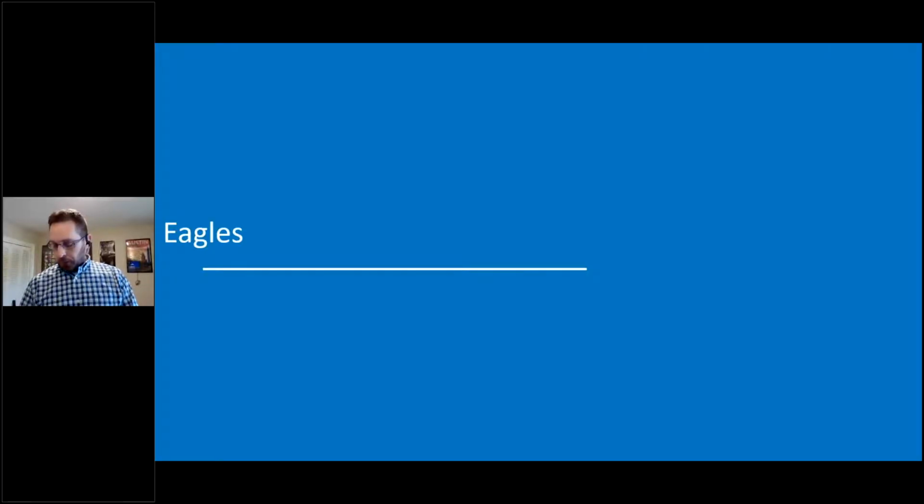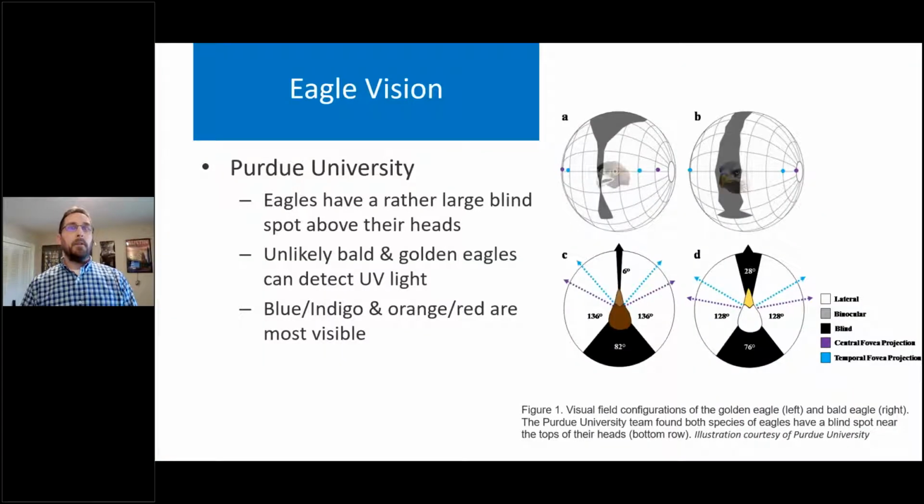Moving on to eagles, there's some recent work from Purdue University looking at just how eagles visually perceive their environment. They found that eagles have a rather large blind spot on the top of their heads, and so if they're soaring or flying and are focused on the ground, they may not see what's in front of them, and may not anticipate any obstruction in front of them, which may lead to collision. So this is just important basic biology that helps us understand why eagles may be interacting with wind turbines.